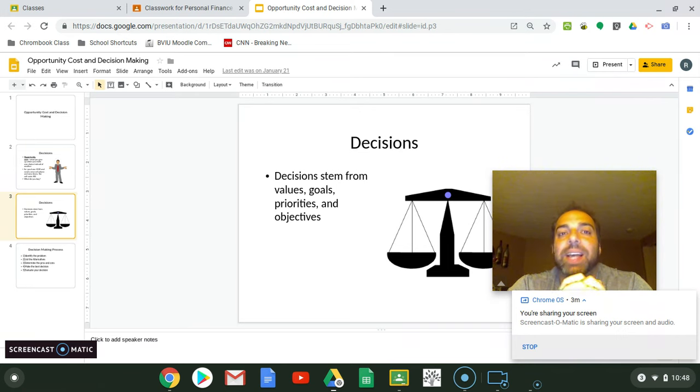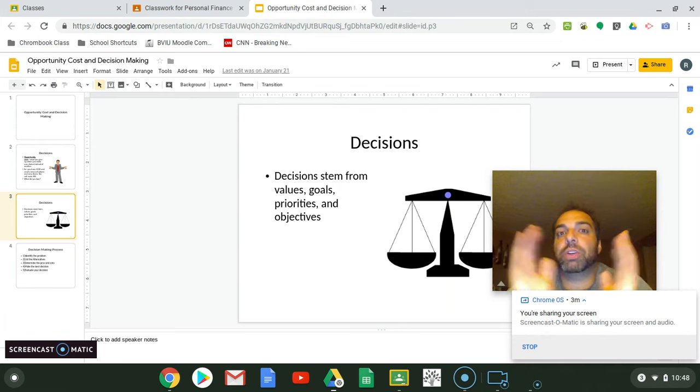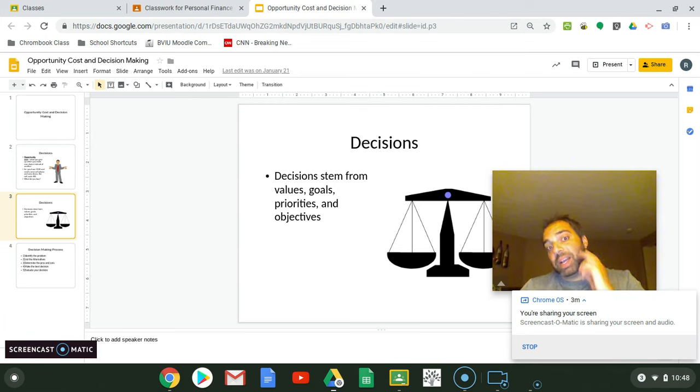Some of you are in this class because you think it's an easy class. So you're going to do the absolute minimum. Some of you are probably on your phone. Some of you might be just skipping through this to see if I'm going to check that you actually watched it. Some students go home and study every day. Some don't study at all. Those are all decisions you make based off of your values, goals, priorities, and objectives.